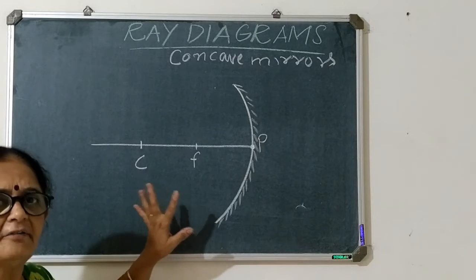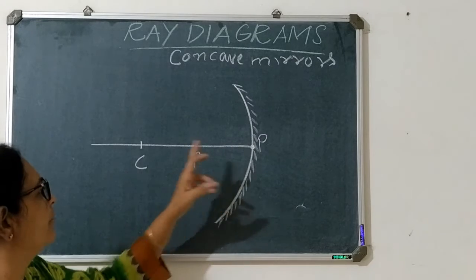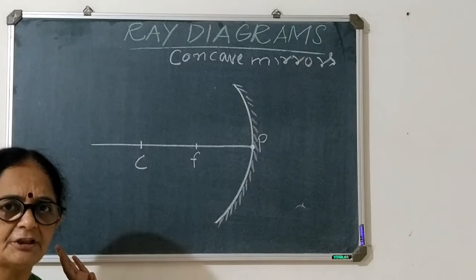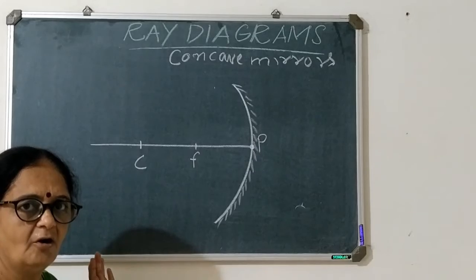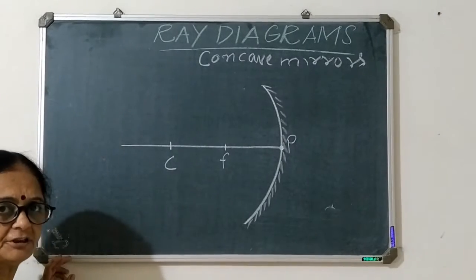Pole, focus and the center of curvature. If possible, you have to keep the same distance between all. Okay. Now let us see the first diagram.